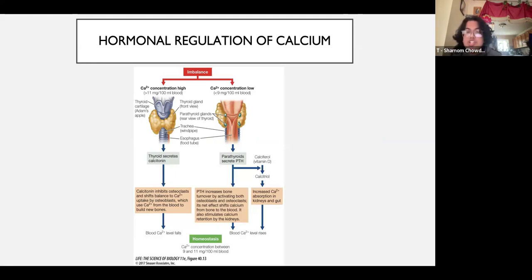But if your calcium concentration level is low, then your parathyroid can secrete PTH, which activates osteoblasts and osteoclasts. So this helps shift calcium from your bone into the blood and also makes sure your kidneys can help absorb more calcium, and also your gut. It helps make sure that it can absorb more calcium. As a result, you have higher calcium levels in your blood. So when your calcium concentration is high, the thyroid takes charge, but when your calcium concentration is low, the parathyroid takes charge.